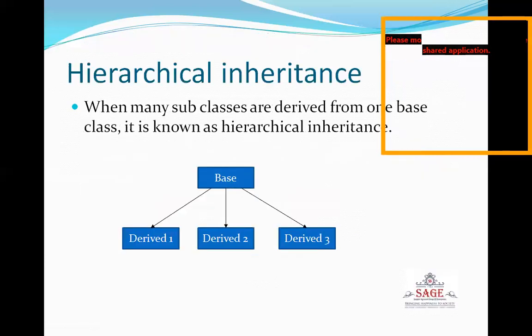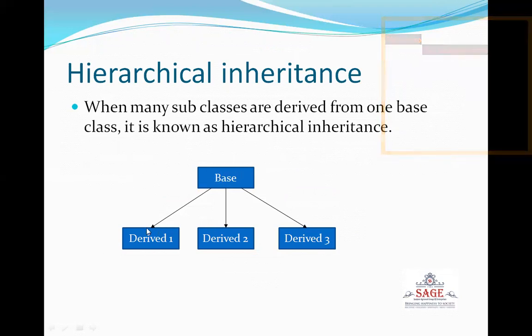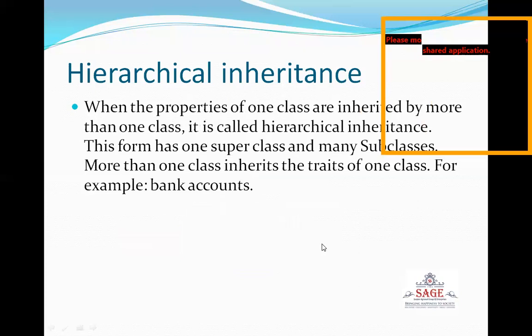Third one is hierarchical inheritance. This is when many subclasses are derived from one base class. This is the base class and these all are the derived classes, so the properties of the base class transfer to derived class 1, derived class 2 and derived class 3. This is known as hierarchical inheritance. When the properties of one class are inherited by more than one class, it is called hierarchical inheritance. This form has one superclass and many subclasses. More than one class inherits the traits of one class.